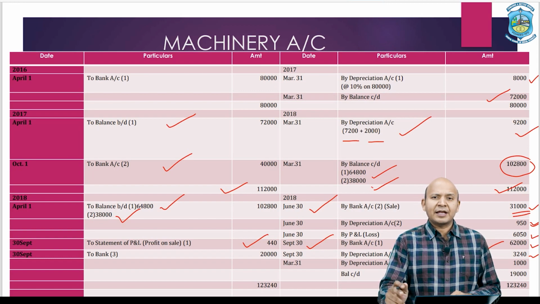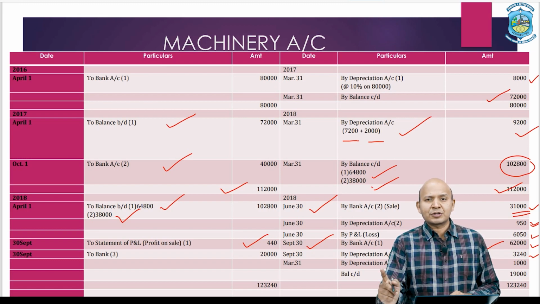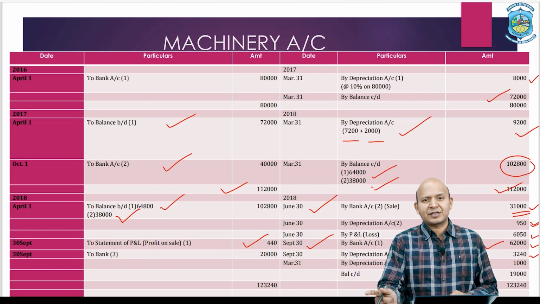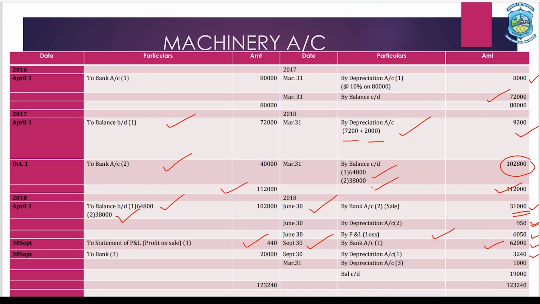Entry will be asset account debit to profit and loss. In the previous case it was loss, so we have recorded the amount of loss in the credit side of the asset account. And here it is profit, so that profit to be recorded in the debit side of the asset account. With this, the second asset account is also completed.